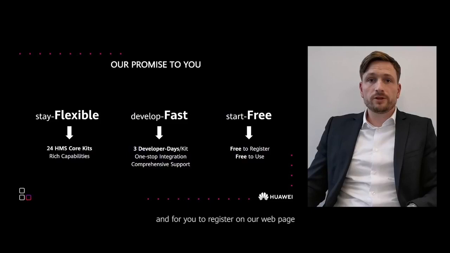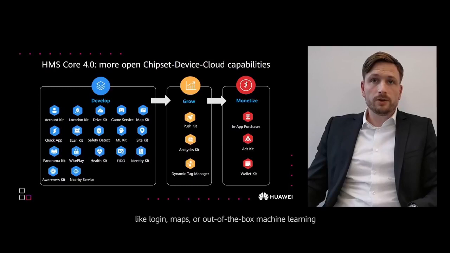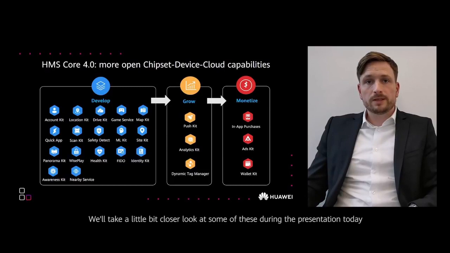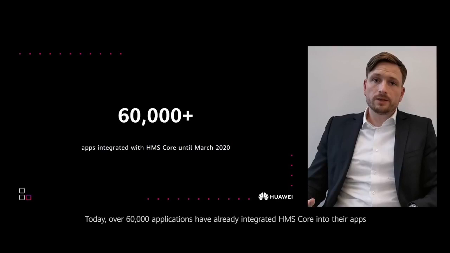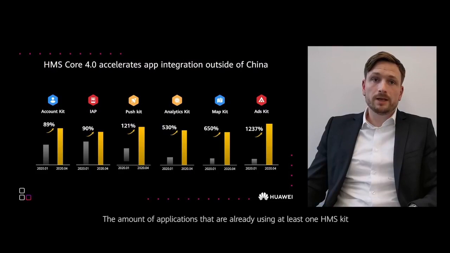Our 24 kits help you develop and add key features to your app, like login, maps, or out-of-the-box machine learning. They help you grow and engage your users. And finally, they also help you monetize effectively. We'll take a little bit a closer look at some of these during the presentation today. To date, over 60,000 applications have already integrated HMS Core into their app. And especially outside of China, the amount of applications that are already using at least one HMS kit is growing rapidly.